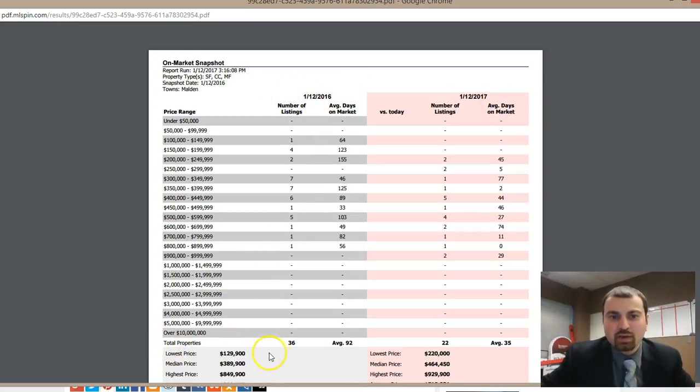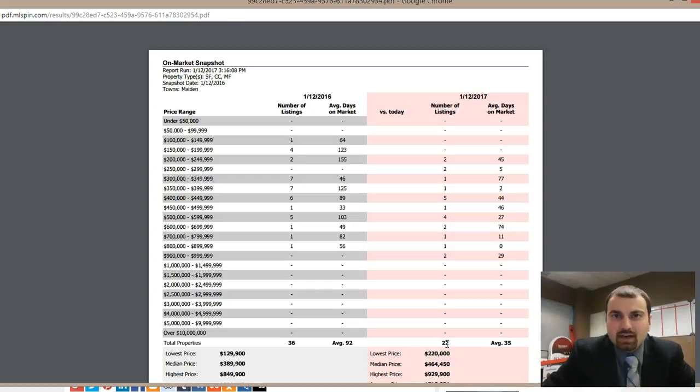Now look all the way down here. So this is specifically for Malden. Properties on the market, right? You had 36 this time last year. Today, there's only 22. This is why now is such a great time to sell your house if you have a house in Malden, Massachusetts, or generally for any community in and around the greater Boston area because inventory is so low.